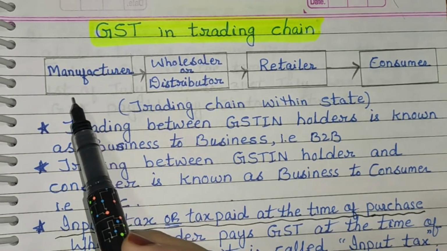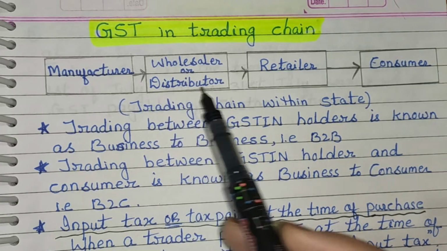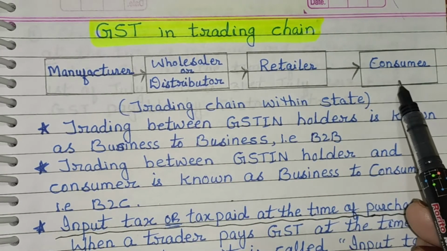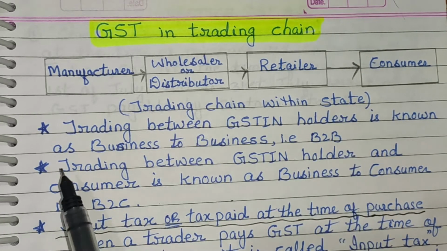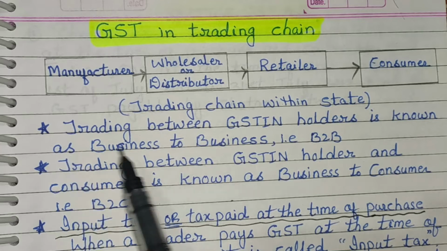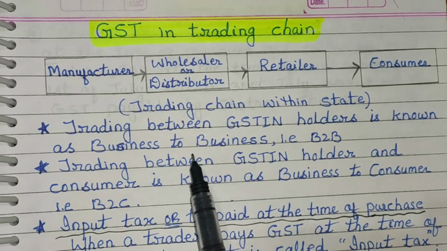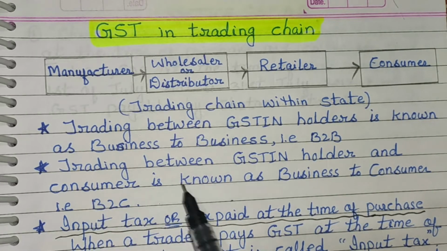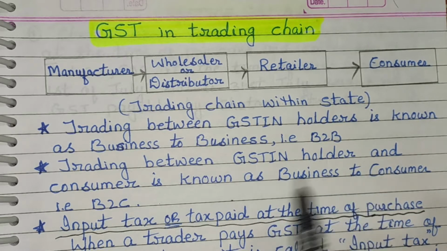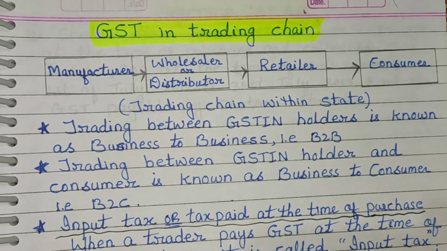Next topic is GST in trading chain. Now the chain is manufacturer to wholesaler or distributor, then retailer and then consumer. It is trading chain within state. Now the first point is trading between GSTIN holders is known as business to business, means B to B. Trading between GSTIN holder and consumer is known as business to consumer, that is B to C.